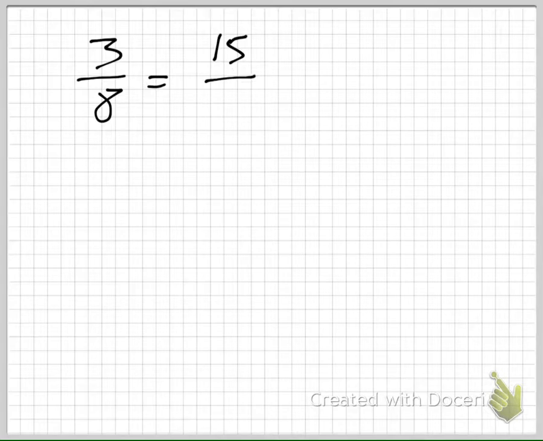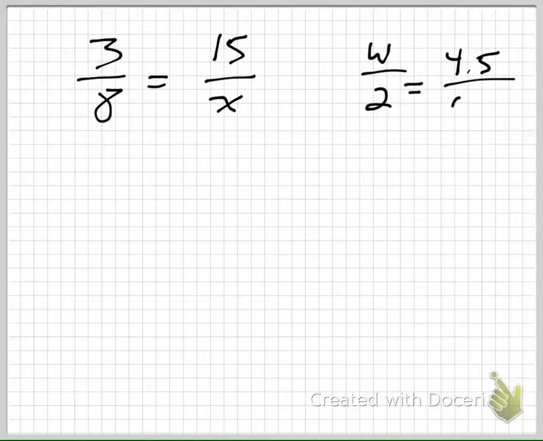You ready for one that's... Well, I'll give you a couple of these samples and we'll see how you do. We'll give you a couple of simple ones. All right. We'll do this one: 3/8 equals 15 over x. And then we'll also give you one with a decimal: w over 2 equals 4.5 over 6.8. Do those two for me.